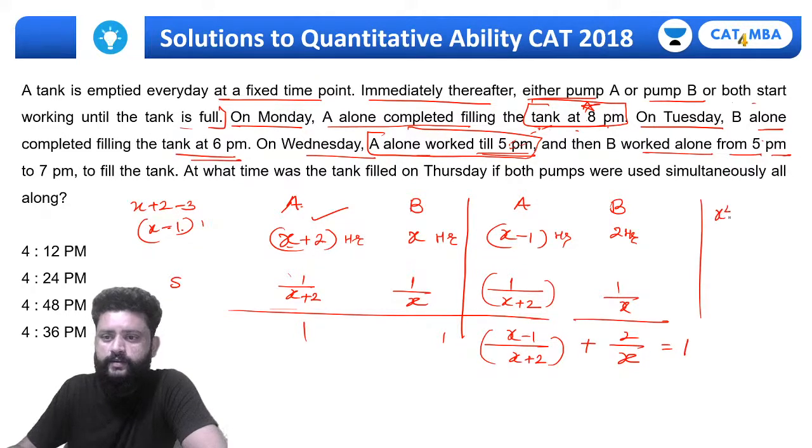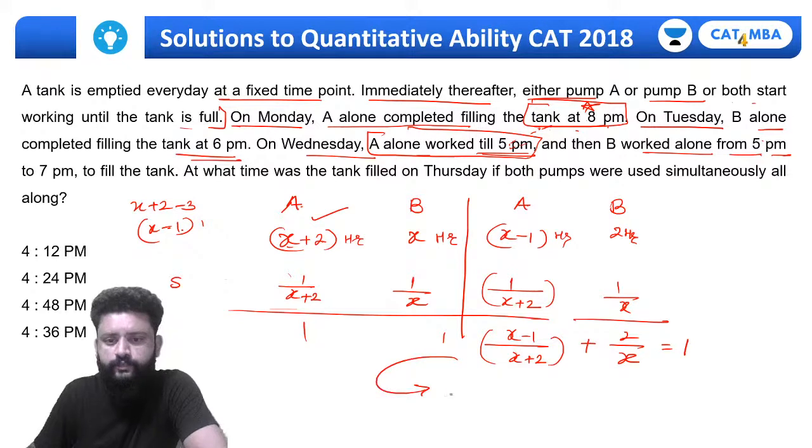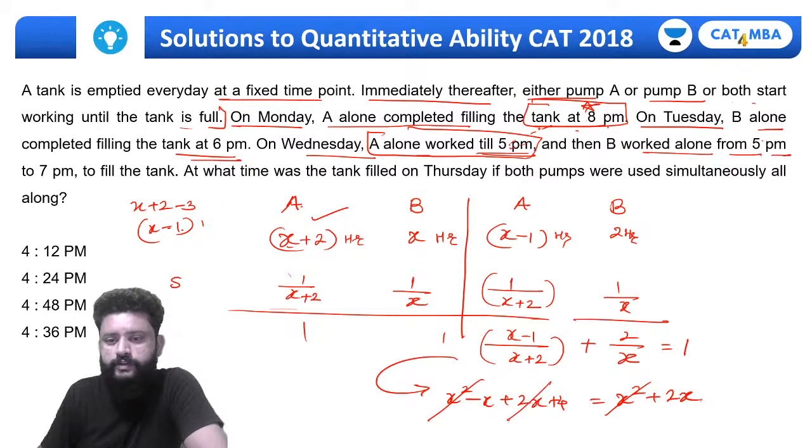You can get the value of X. So X square minus X plus 2X. Okay, sorry, here only I can write this as X square minus X plus 2X plus 4 will be equal to X square plus 2. X square gets cancelled, even 2X gets cancelled, X has to be equal to 4.